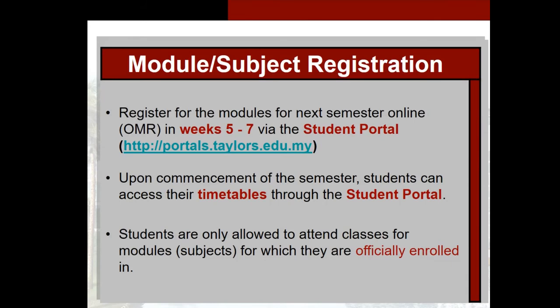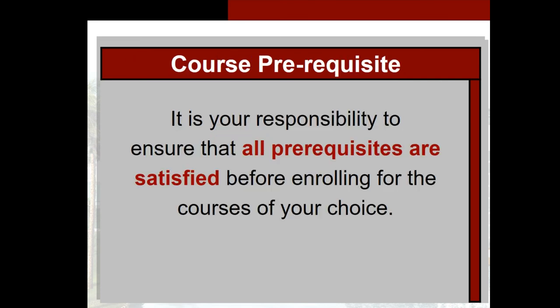For module and subject registration, students will have to register for their module for next semester online. We call it the AMR in week 5 to 7 via student portal. Upon commencement of the semester, students can access their timetable through the student portal. Students are not allowed to attend any classes for the module that they are not officially enrolled. It is the student responsibility to ensure that all prerequisites are satisfied before enrolling in any modules.